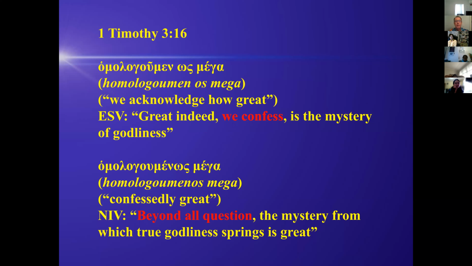Homologoumenos, we confess. Mega is great. We confess as great. Or homologoumenos is an adverb: confessedly, great. Maybe great. It's a different great.